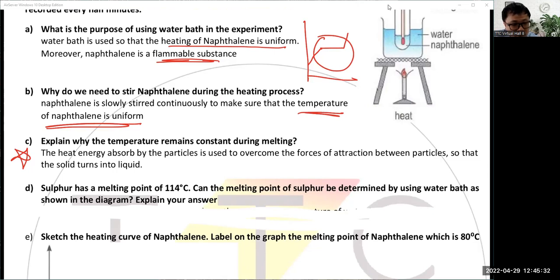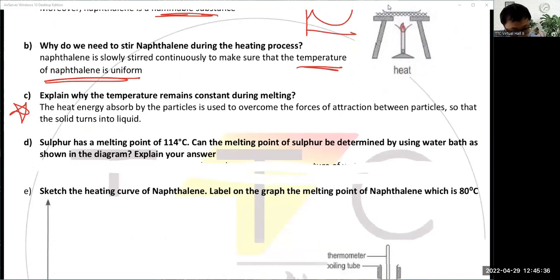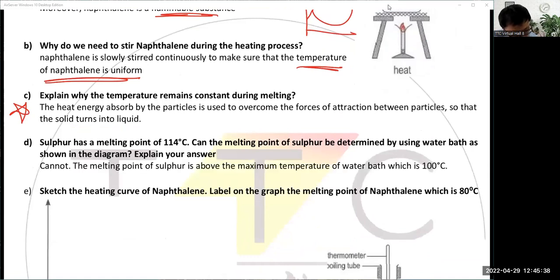Okay, then sulfur has a melting point of 114. Can the melting point of sulfur be determined by using a water bath? The answer is no, because the maximum temperature of water is only 100. So the melting point is 114. You wouldn't be able to use water to heat the sulfur up to 114 Celsius.